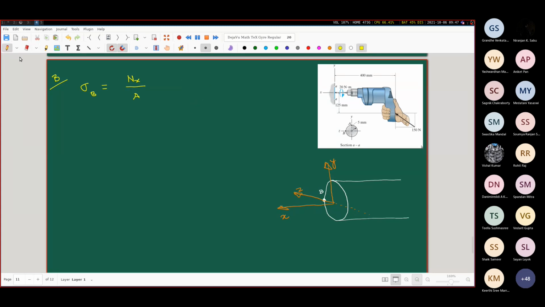You have only due to nx by A. Now nx had a negative sign, so this is in the negative direction, this is compressive. So much about the normal stress. But the shear stress will be interesting.